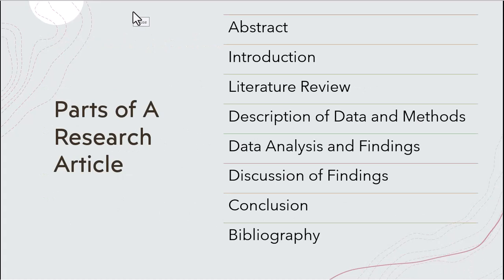A research article has a number of different parts. They're not always labeled like I have them labeled here, but generally each research article is going to have a section that covers each of these parts. Research articles have an abstract, introduction, literature review, description of data and methods, some sort of data analysis or findings or results, a discussion of said results, conclusion, and a bibliography.